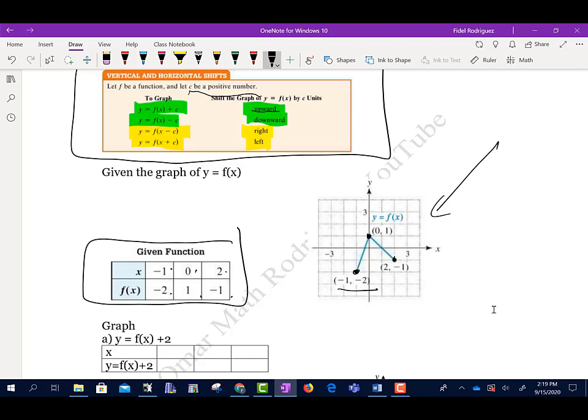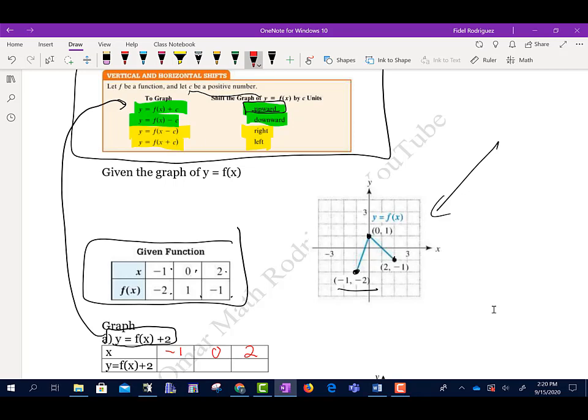Okay? So now we're going to graph y equals f of x plus 2. So I'm going to come back over here and I'm going to say, hey, that looks just like the first one. So what am I going to do? I'm going to move my graph upward 2 units. So that means that my x values are going to stay the same. That's going to stay negative 1, that's going to stay 0, that's going to stay 2.